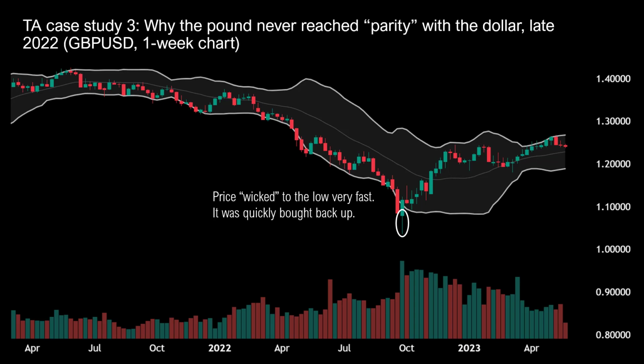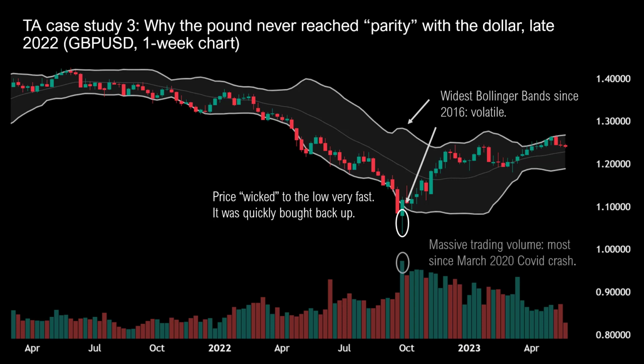The wider the bands, the more volatile the investment is at the time. And at the time of that reversal candle, the Bollinger Bands were the widest they'd been since 2016. In other words, the move happened with a lot of volatility. The next thing to know is that there was a massive amount of trading volume on this volatile candle. In fact, it was the most volume traded since the March 2020 COVID crash. That meant that a lot of buyers were willing to buy the pound at these lower levels.